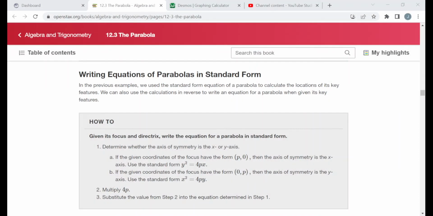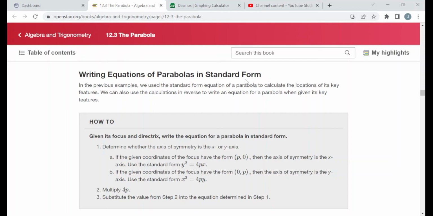Hello everyone. The title of this video is Writing Equations of Parabolas in Standard Form. Alright, so in this video I'm going to be going over examples that are taken directly from a free online textbook at openstax.org, in their Algebra and Trigonometry text, section 12.3, called The Parabola, under the heading Writing Equations of Parabolas in Standard Form.